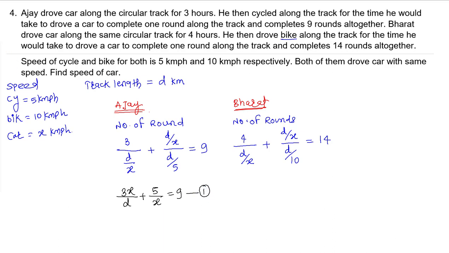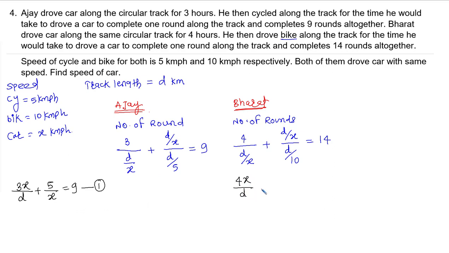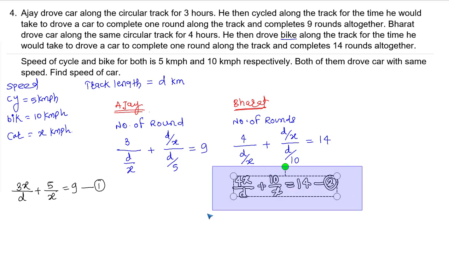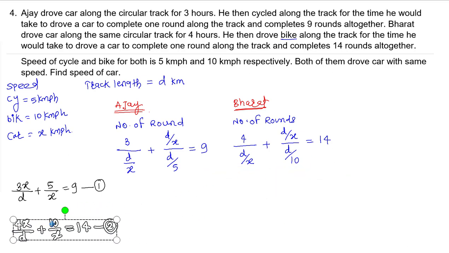Now let me put this equation number 1 here. Now equation number 2 is equal to 4x divided by d, and d is cancelled out. 10 divided by x is equal to 14. This is equation number 2. And let me put equation number 2 here.